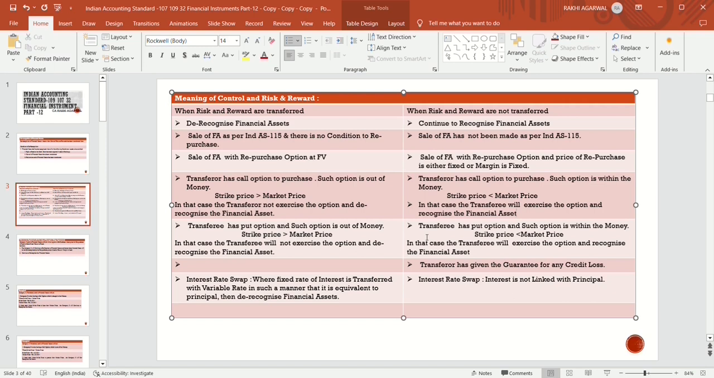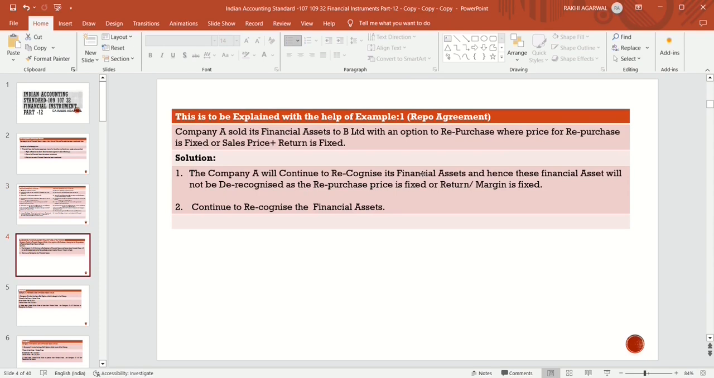When the transferor has given a guarantee for any credit loss, then also he will recognize the financial asset. Interest rate swap: when the interest is not linked with principal, then continue to recognize it as a financial asset. Now this is to be explained with the help of examples.